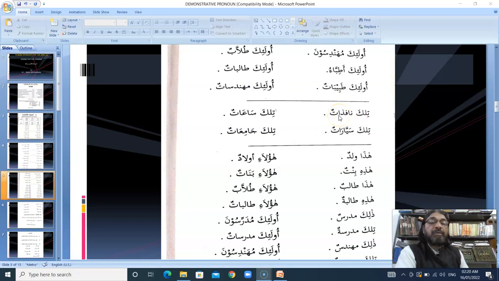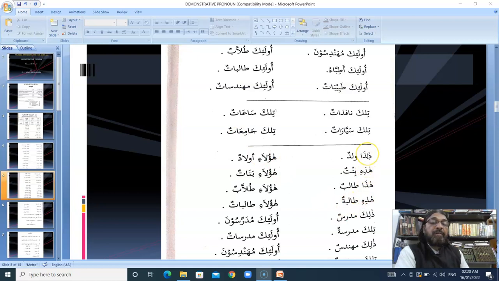Nafizatun, nafizatun windows. So those are windows. Nafizatun, non-living things. So it is a plural of non-living things. That is why it will be considered as a singular feminine. So that is why tilka, not ulaika, tilka. Tilka sa'atun, so those are watches. Tilka sayyaratun, those are cars. Tilka jami'atun, those are universities.